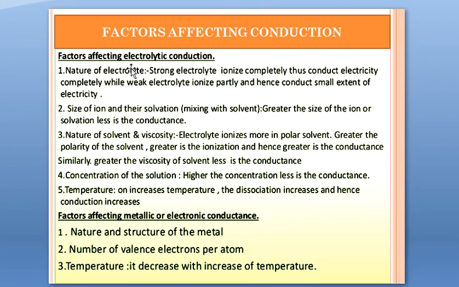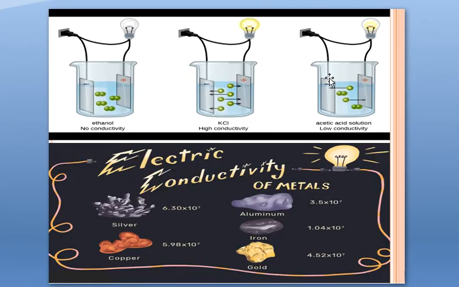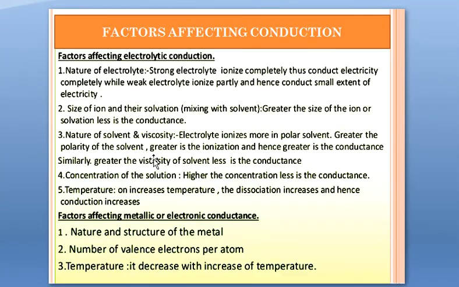First, we'll take up factors affecting electrolytic conduction. Nature of the electrolyte. Very important first. As in this diagram, what is the nature of the electrolyte? One, it is not an electrolyte. In the other two, it depends on whether you are taking a strong electrolyte or a weak electrolyte. So, how does it affect? Strong electrolytes ionize completely. Thus, stronger the electrolyte, greater is the conduction. Weaker the electrolyte, which will ionize partially, there will be a small extent of conduction.